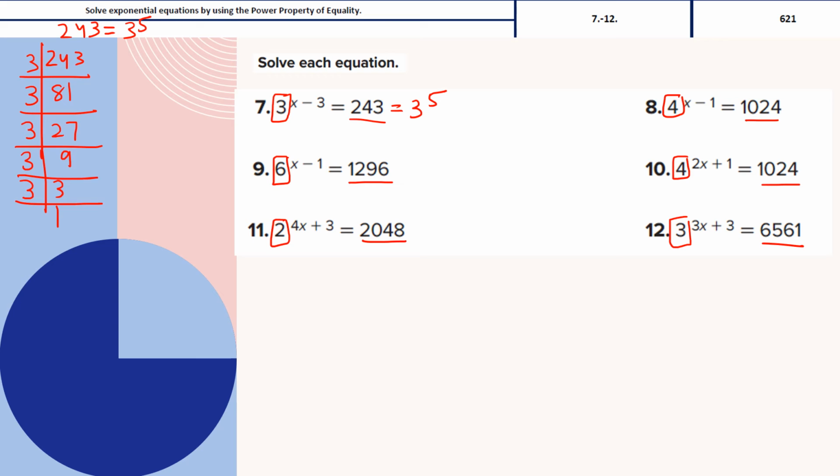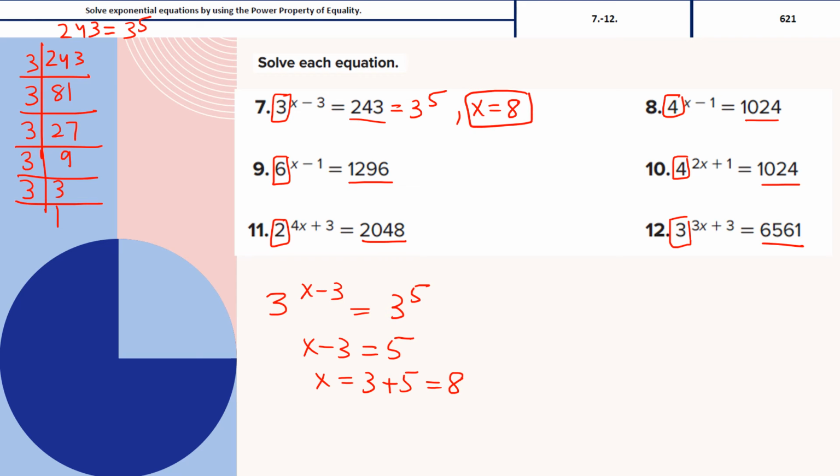So 3 to the power x minus 3 is 3 to the power 5. Now the power property of equality says if the base is same and the value is equal, the power is also equal. So I can say x minus 3 is equal to 5, or x is equal to 3 plus 5, which is 8. So the answer here for the value of x is 8. Similarly, let's do another one.